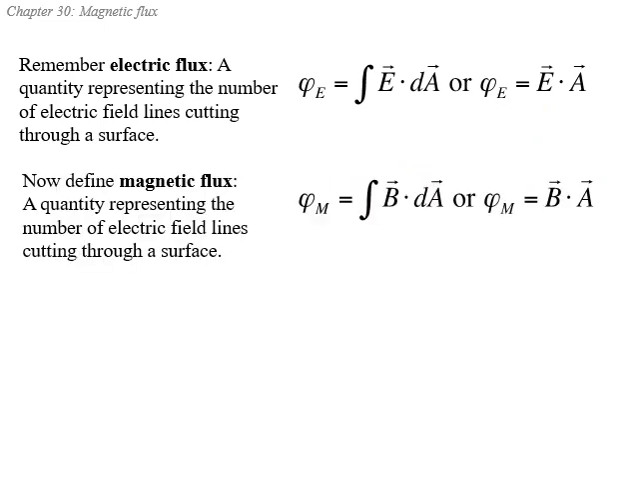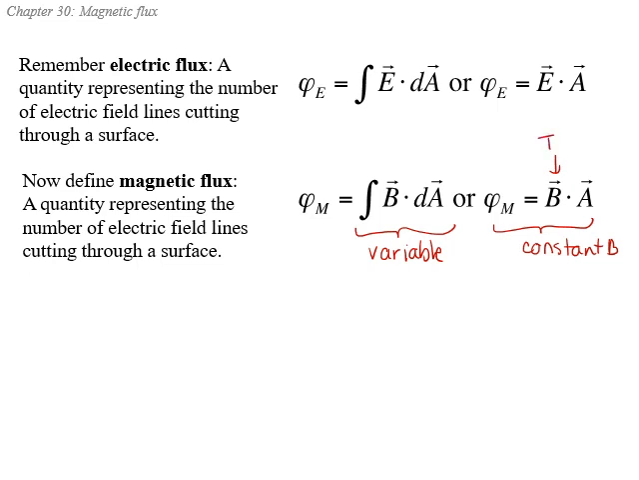Now we're going to define magnetic flux, which is going to be the same sort of deal. Magnetic flux is a quantity that represents the number of magnetic field lines that cut through a surface. It's got the same sort of equation. It's the integral of B dot dA. Or if your magnetic field is constant and your area is simple, it's just B times A. So we use the integral for variable B and weird A, and we use B dot A for constant B.